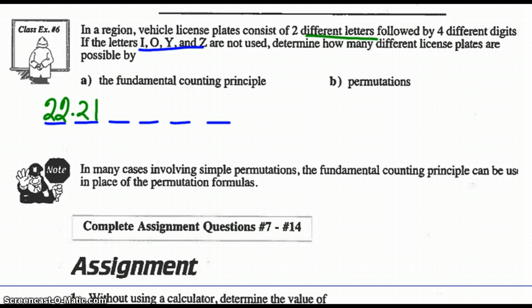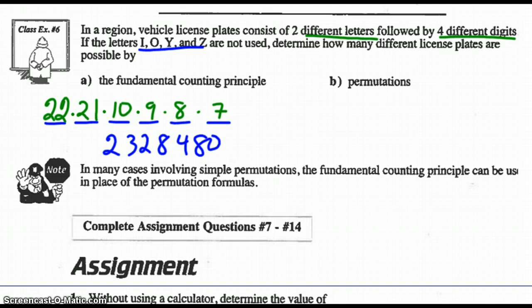4 different digits. So I can use any digit to start. There are 10 digits. I've used 1, I can't repeat it, they must be different. I've used 2, I can't repeat it, and I've used 3 now, so I've got 7 choices left. If I expand that out, we get 2,328,480. All right, so that's using the fundamental counting principle.